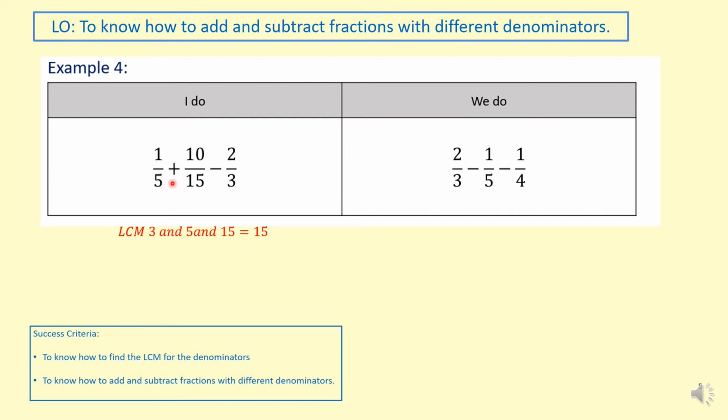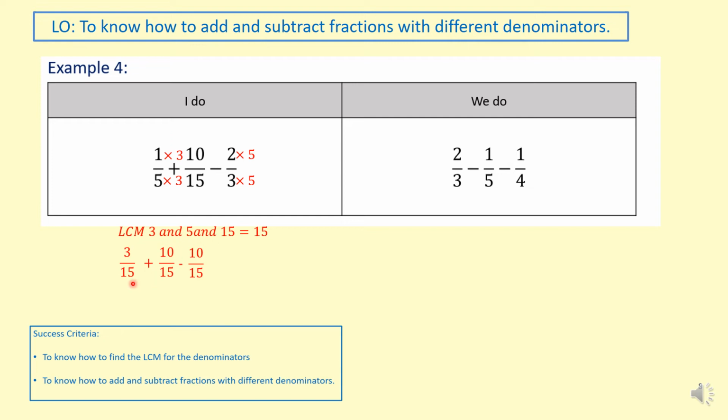So now you need to make all the denominators 15. What number do I need to times 5 by to get to 15? 3. Do the same thing at the top. I don't need to do anything to the second fraction, because the denominator is already 15. And for the last one, what number do I need to times 3 by to get to 15? 5. You do the same thing at the top. So now I'm going to write the question with the equivalent fractions. The first one is 3 over 15, the second one stays as it was, and the third one changes to 10 over 15.